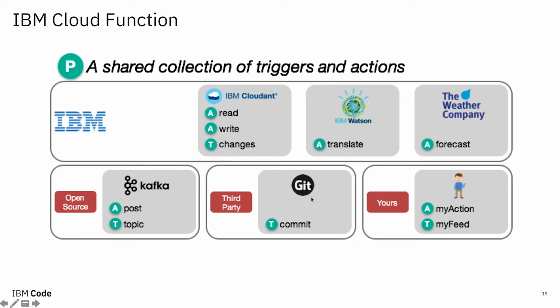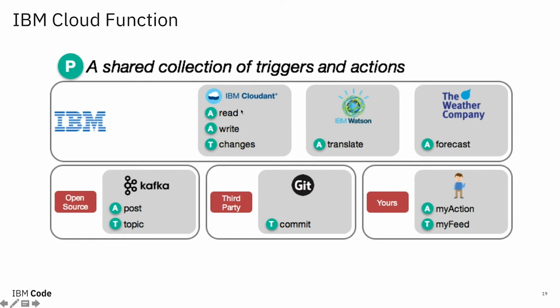Same thing with Git. Somebody created this. With Git, there's a trigger for commit. So every time somebody commits something, you can run an action. And it's really open, so you can create whatever actions or triggers that you need for your system.